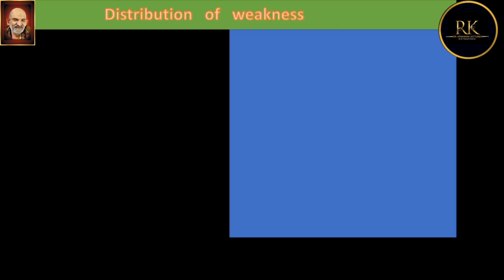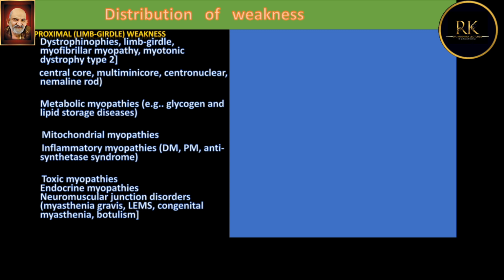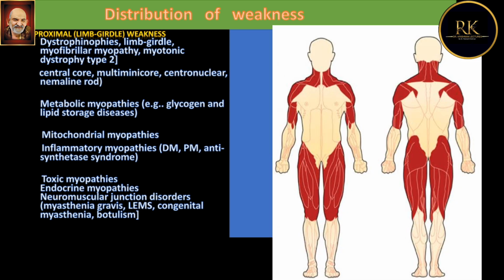Then the distribution of weakness. If the patient has proximal weakness in the form of limb and girdle weakness, the causes include dystrophinopathies, limb girdle dystrophies, myofibrillar myopathies, and myotonic dystrophy type 2, as well as central core, multi-minicore, centronuclear and nemaline-rod myopathies.